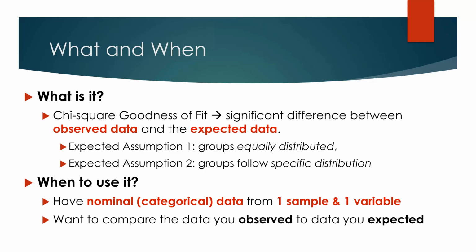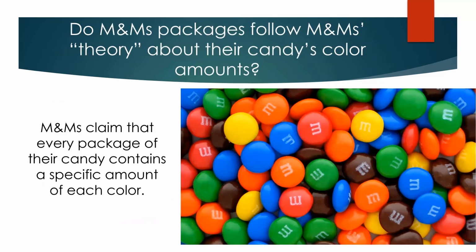So let's work with a question. Let's put this in the context of a question we could ask. So let's say that we have this general question, a curiosity for candy lovers. Do M&M's packages follow M&M's theory about their candy's color amounts? M&M's claims to have a certain distribution that they theorize every single one of their packages should have, of how many of each color of M&M's should be in the package. So we want to know, does M&M's theory about their candy's color amounts actually line up with the actual color amounts you would find in a package of M&M's?